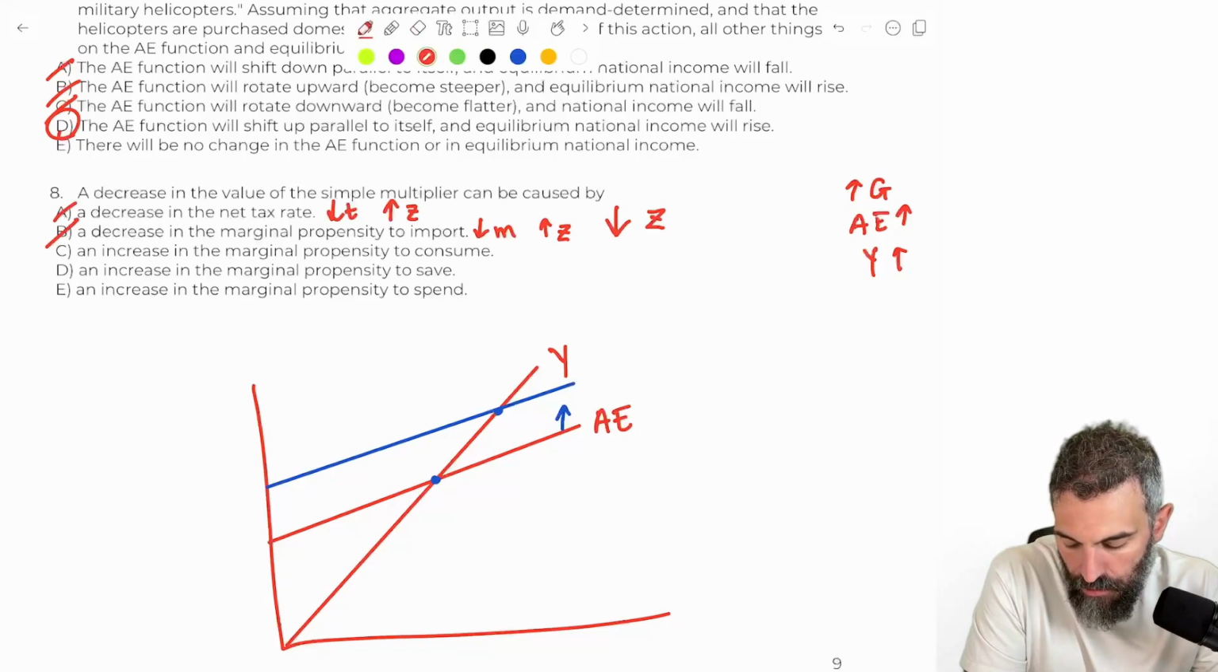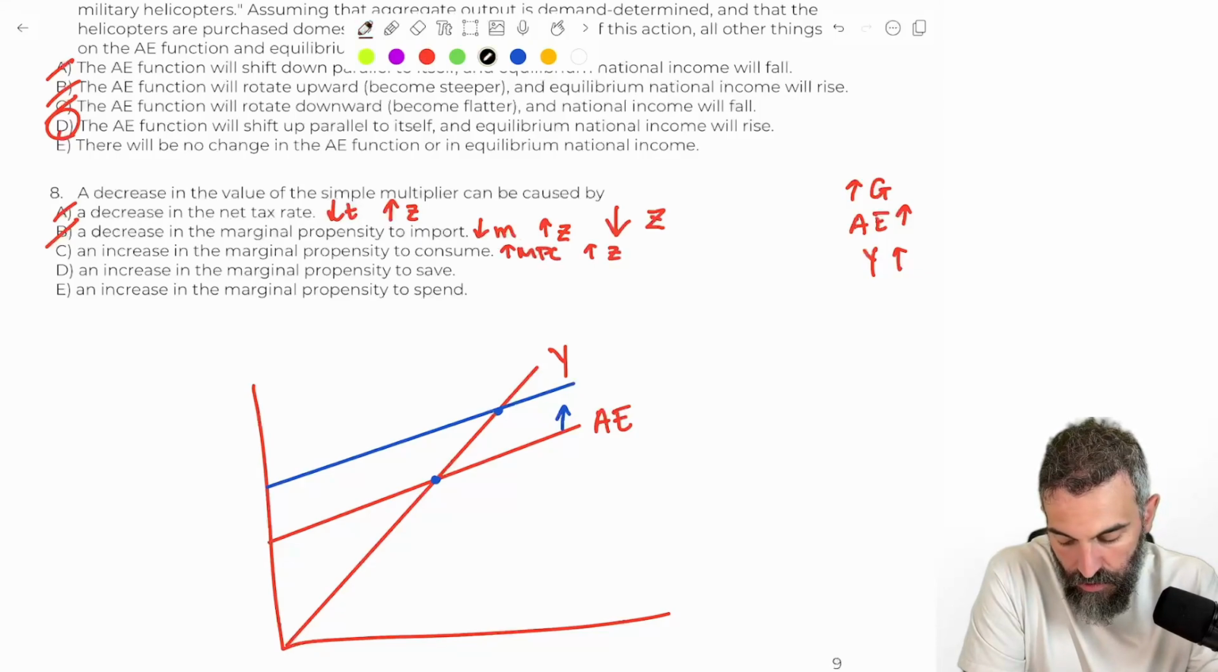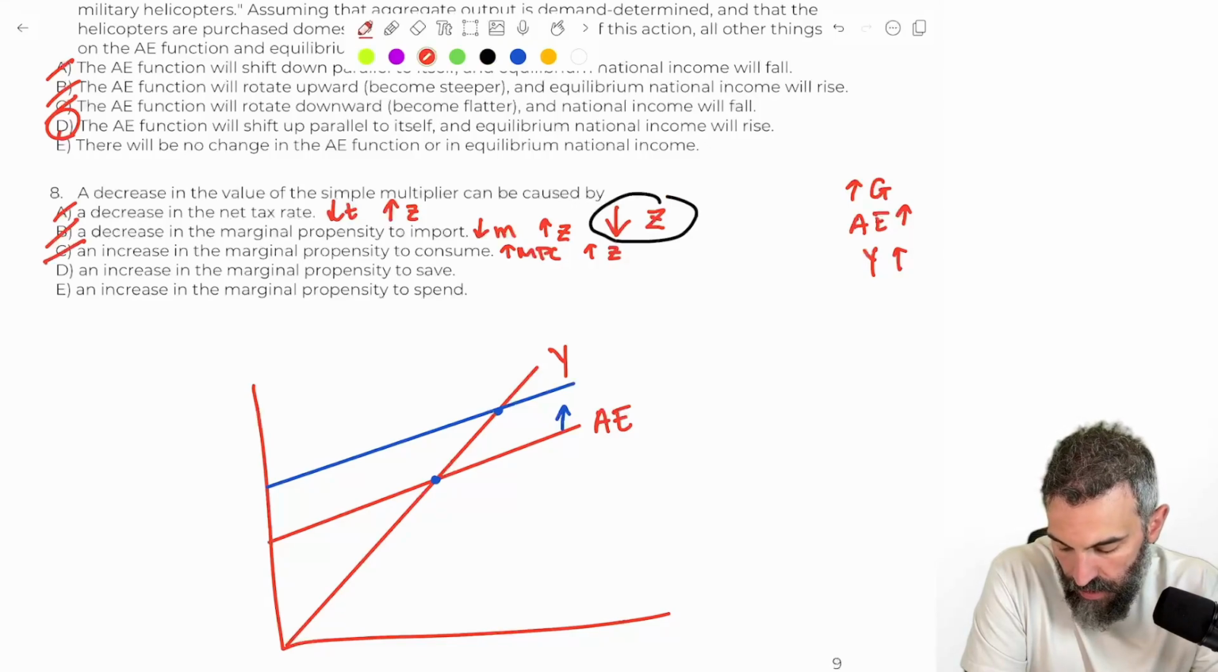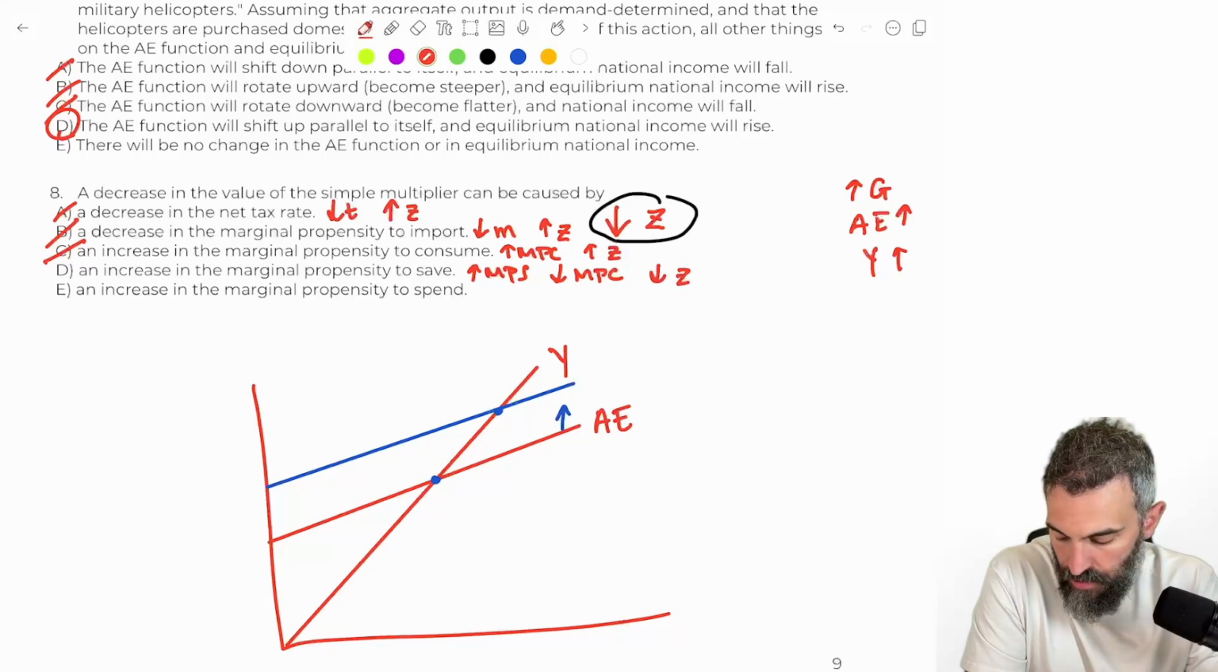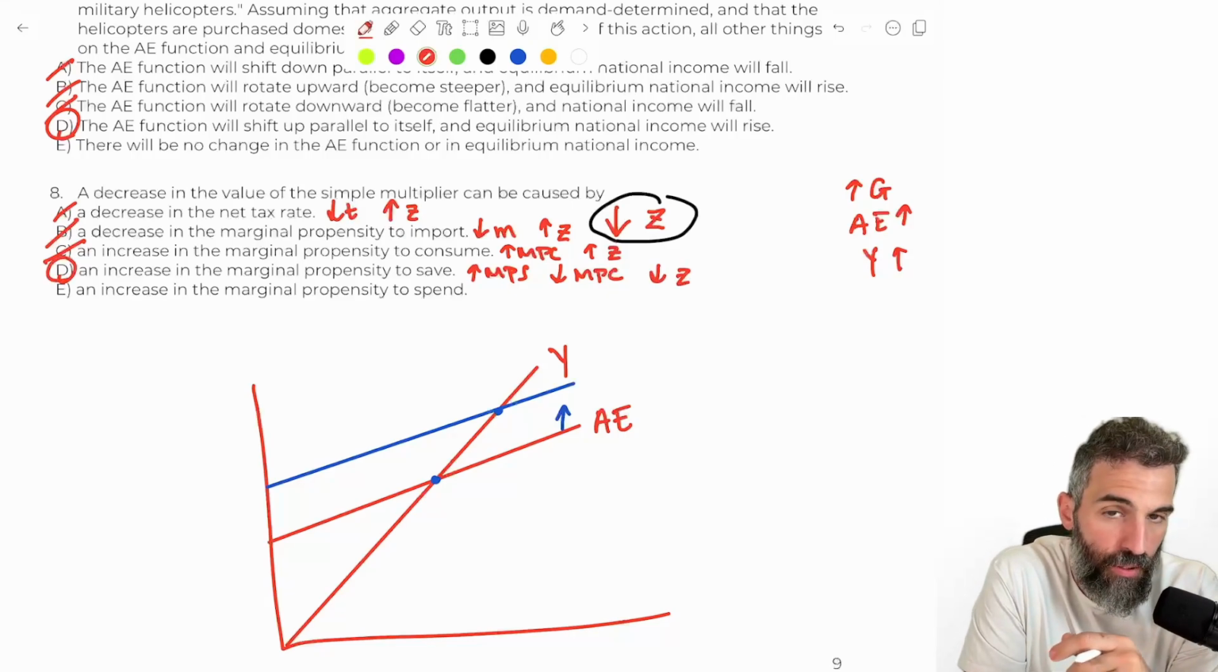An increase in the marginal propensity to consume, no. If you increase your MPC, you will increase Z. I'm looking for what's going to decrease Z. So that's not it. An increase in the marginal propensity to save, that's the one. Because if we increase how much we save, we decrease how much we consume. And that would decrease Z, and in turn decrease the multiplier.